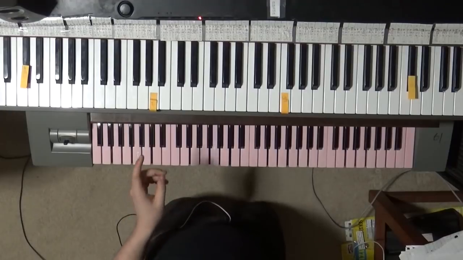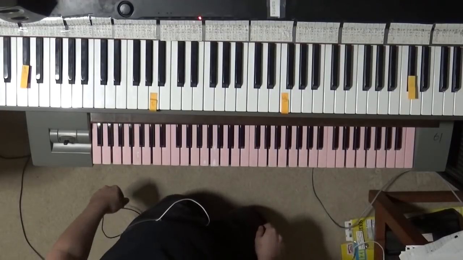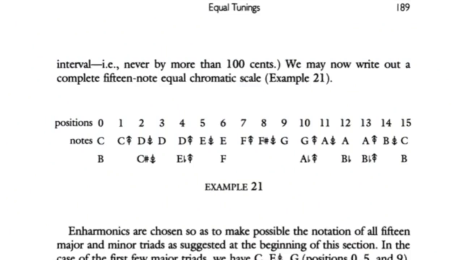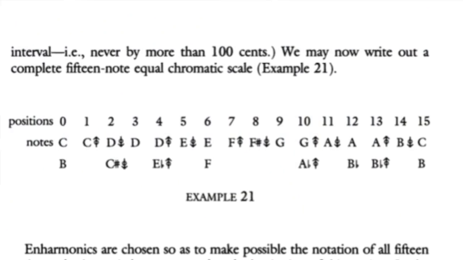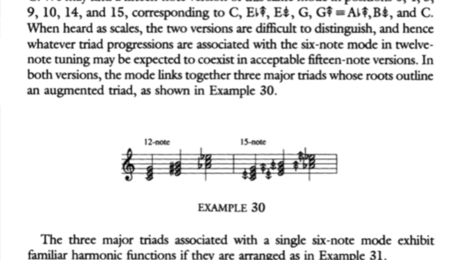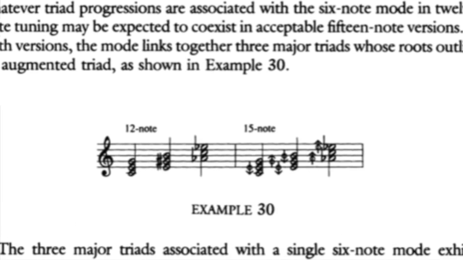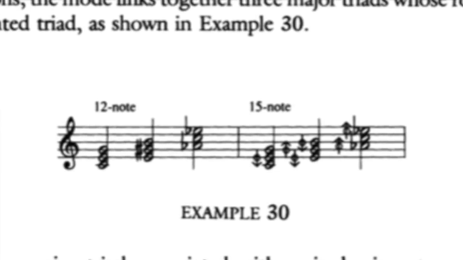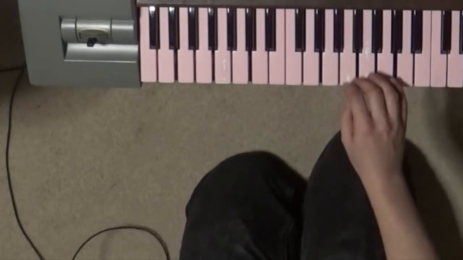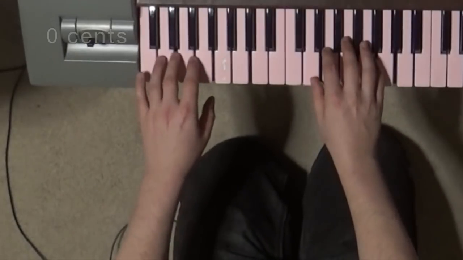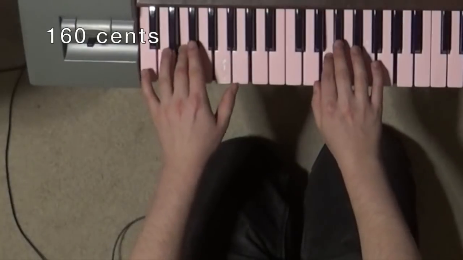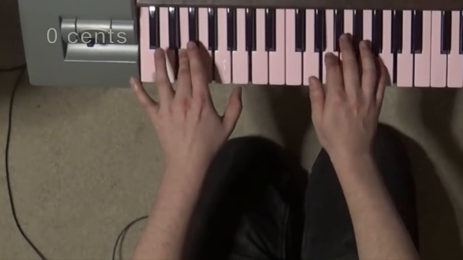Well, first, I need to give a quick explanation of 15-tone equal temperament and Easley Blackwood's notation. So what you need to know about 15-tone equal temperament is that it has major and minor thirds, as well as perfect fifths and fourths, so you can still create triads. But melodically, it does not have a major second. You have two different choices instead. You have a 160-cent step, and you have a 240-cent step.